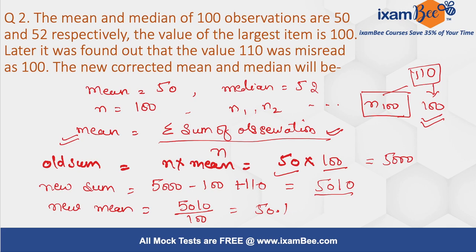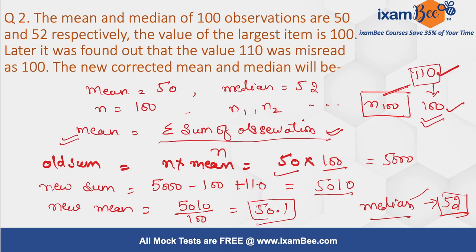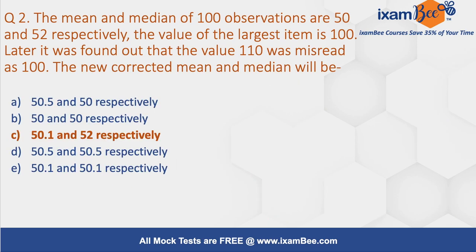Now how to find the new median? In this case, the largest observation was 110 and it was replaced with 100. So if we are changing or replacing one observation, there will be no effect on the median. So the median will remain 52. So the right answer for this question is 50.1 and 52. Let's see the options. Here C, 50.1 and 52 is the correct answer for this question.